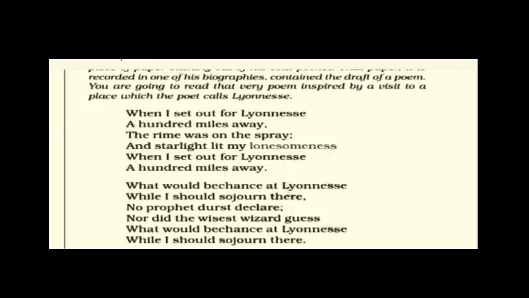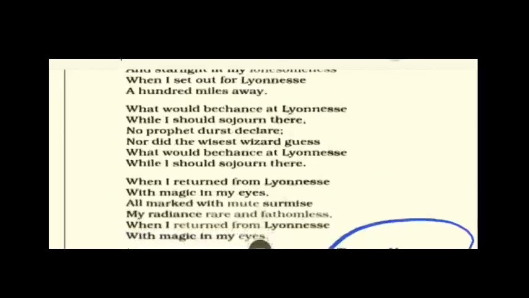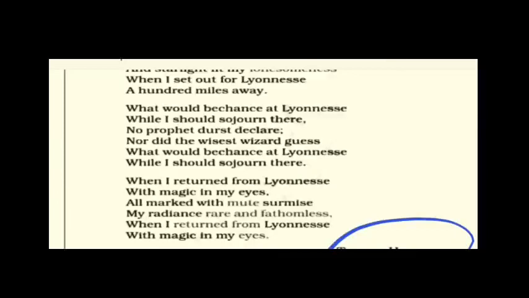Okay, let's move on to stanza 2. What does it have? Let's find out. What would be chance at Lyonesse? Be chance is a new word. Be chance means happen, chance to happen. So what would be chance at Lyonesse while I should sojourn there? It means what happened to me? Like we read in the preface that there was this wonderful glow in his eyes and face, and he looked altogether a different person when he visited Lyonesse, isn't it? Sojourn means stay.